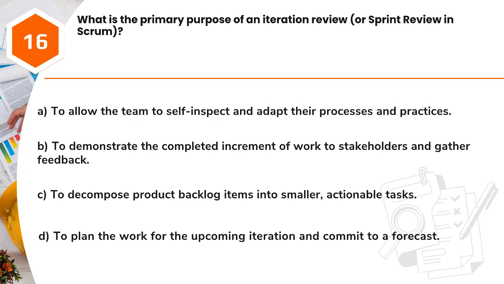Question 16. What is the primary purpose of an iteration review, or sprint review in Scrum? A. To allow the team to self-inspect and adapt their processes and practices. B. To demonstrate the completed increment of work to stakeholders and gather feedback. C. To decompose product backlog items into smaller, actionable tasks. D. To plan the work for the upcoming iteration and commit to a forecast.